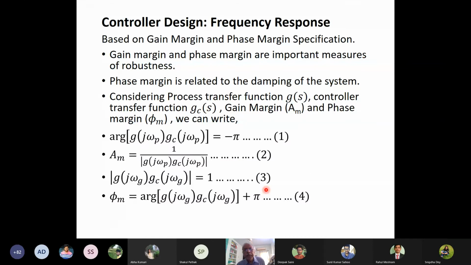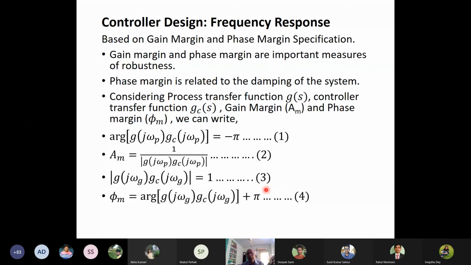Now I will discuss the frequency response technique for the controller design. I will use two techniques over here, one based on the gain margin and phase margin, which is in a way a Bode plot, and another technique using the Nyquist plot. Although both Bode and Nyquist plots are basically related.